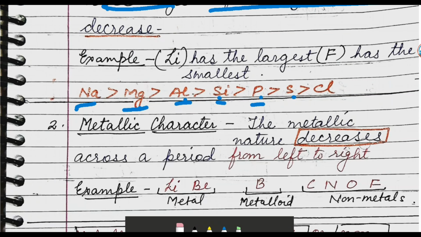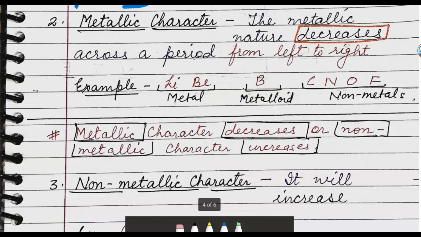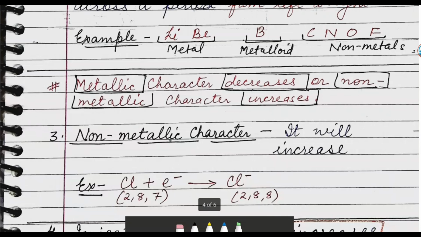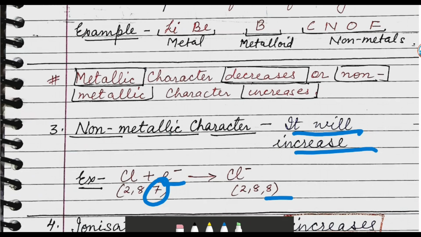Moving across the period from left to right, with the example also you can understand, like lithium, beryllium, and then boron. The metallic character decreases and the non-metallic character will increase. Now it is just the vice versa. Metallic character will decrease in a period, so the non-metallic character will increase. It is very simple. Chlorine has how many electrons in the last shell? 7. So when it gains 1 electron, it will complete its octet.